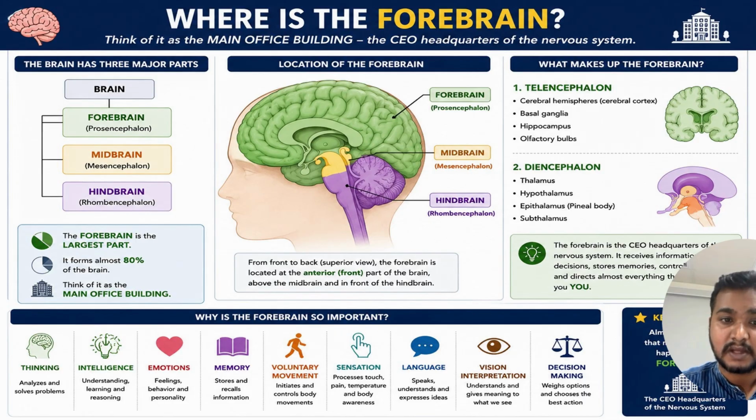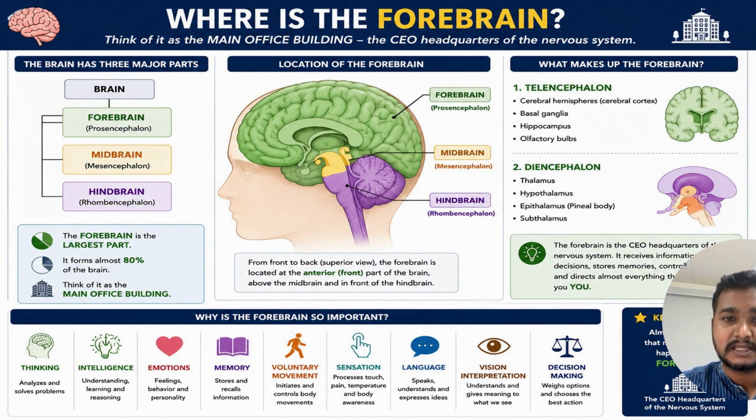If we look at this diagram, you can see that the forebrain occupies the anterior or front portion of the brain, sitting just in front of the midbrain. This is why, in our hospital analogy, I call it the main office building, the place where the most important decisions are made. But the forebrain is not a single structure. It is actually divided into two major components.